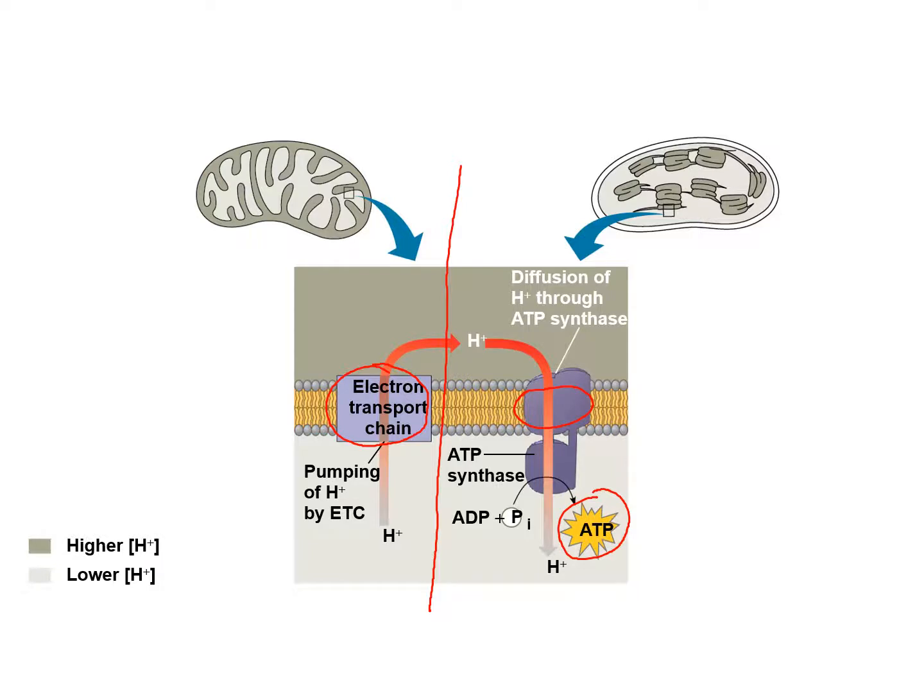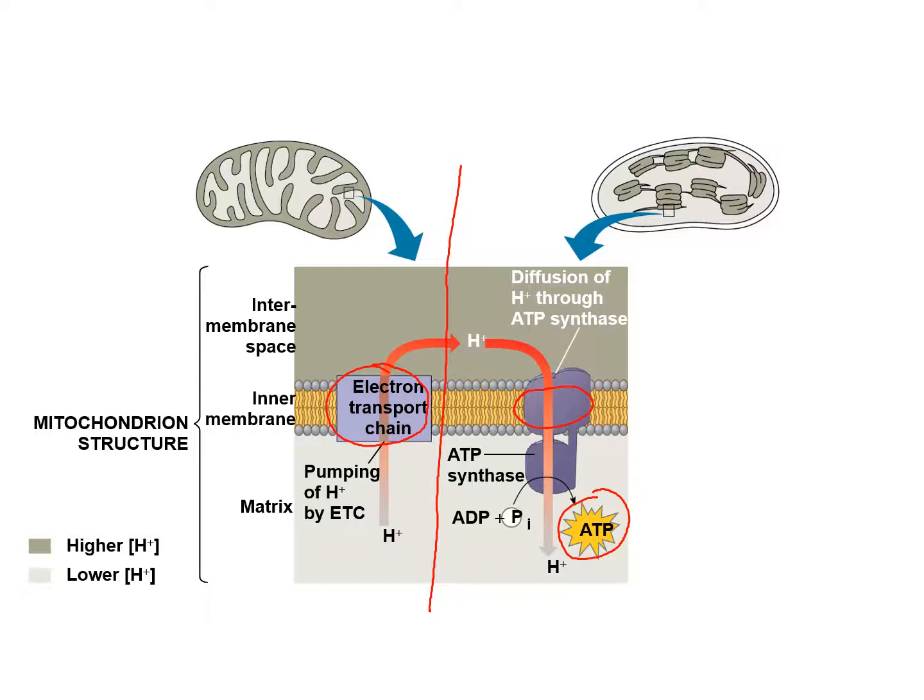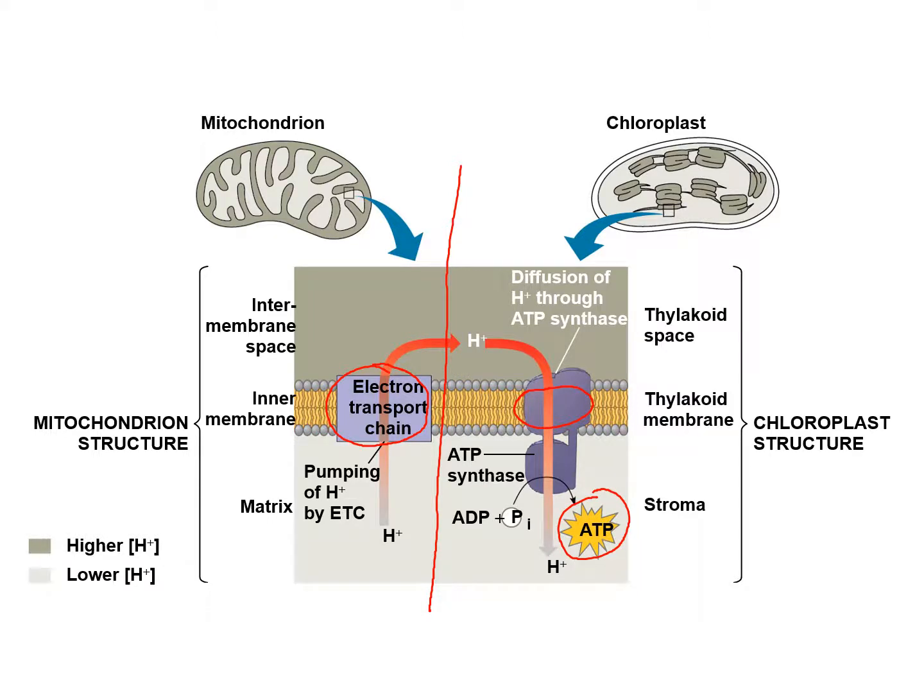Really cool. The differences are, in the mitochondrion, we have an intermembrane space into which we pump the protons through the inner membrane, and we pump out of the matrix. On the other hand, in the chloroplast structure, we pump from the stroma into the thylakoid space. So make sure that that's clear. It's a little confusing just because we have the thylakoid space and the stroma on the right side.